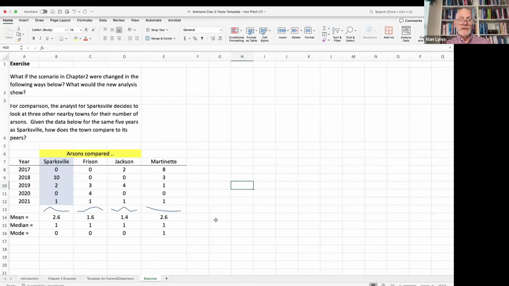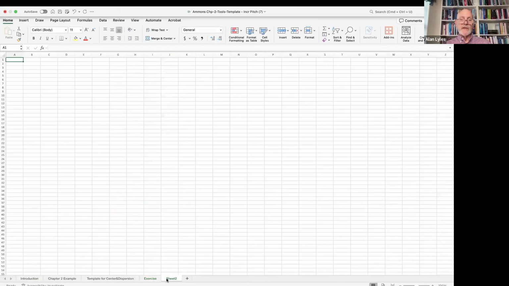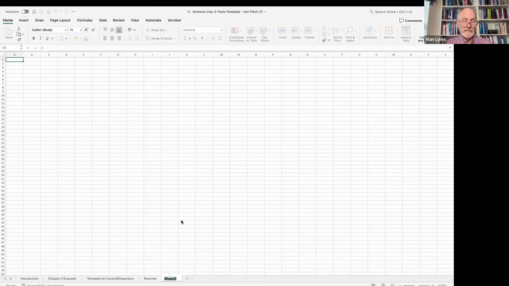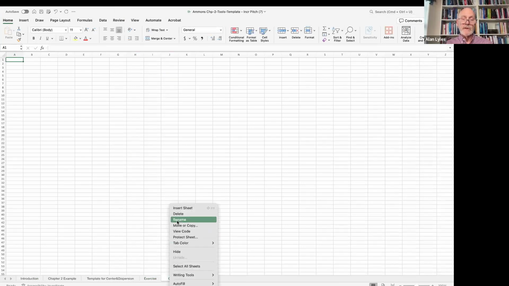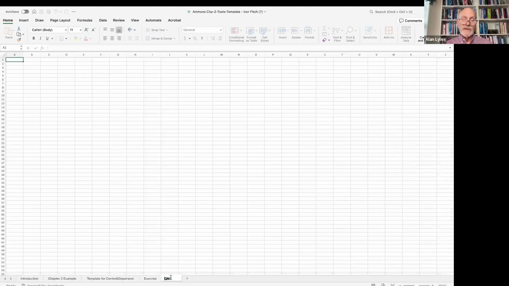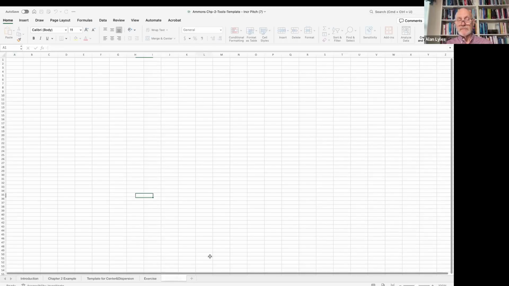So I add the plus sign, so I'm starting with a blank, fresh Excel sheet. I will right-click and rename. Now, what I could do that would make that more informative is I would say homework 1, QN1.